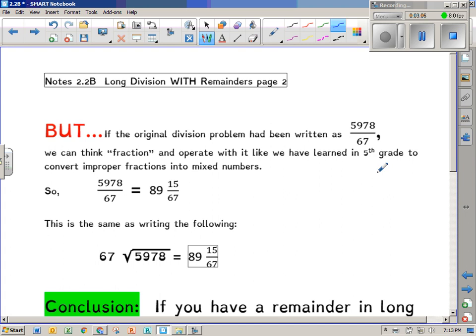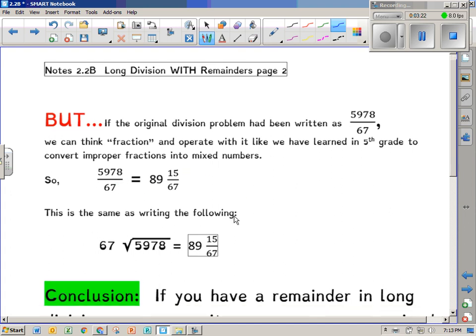Well, we worked the division on the previous page and we got 89, and the 15 left over goes over the divisor, which is your denominator. The denominator always stays the same. So that is actually the same thing as working out this division problem. So whether you think of it as converting an improper fraction to a mixed number, or just in long division, you take the remainder and you put it over the divisor, it's really all the same thing.